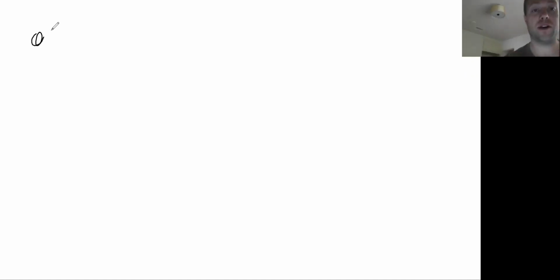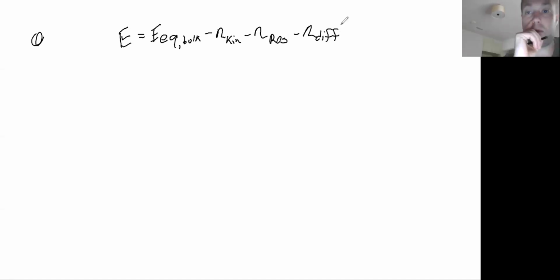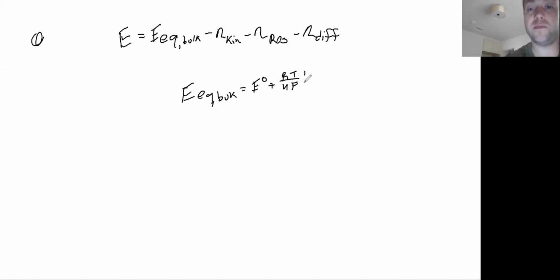So I know this is probably more than you were actually asking for, but the voltage of our battery is going to be the equilibrium voltage, assuming the concentrations are the bulk concentrations, minus the kinetic overpotentials, minus your resistance overpotentials, minus your diffusion overpotentials. And this equilibrium bulk term is your E naught, your standard redox potential under standard conditions, plus RT over nF, natural log of the concentration of your reactants in the bulk over the concentration of your products in the bulk.